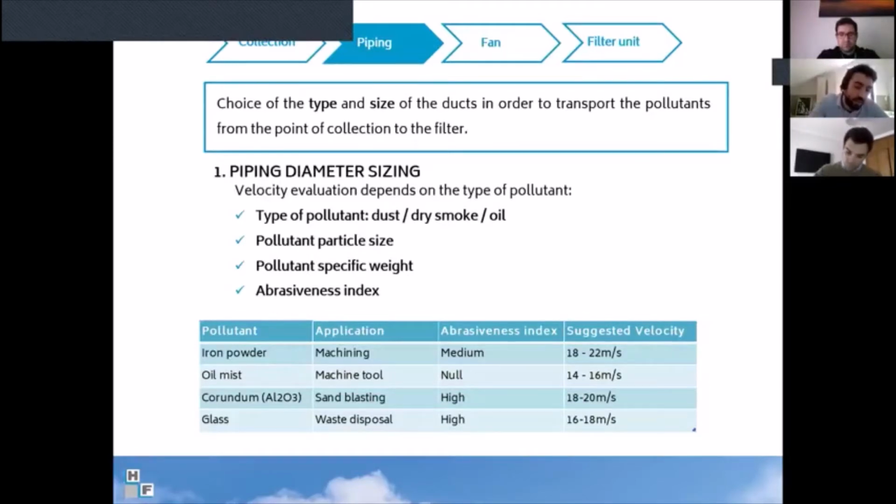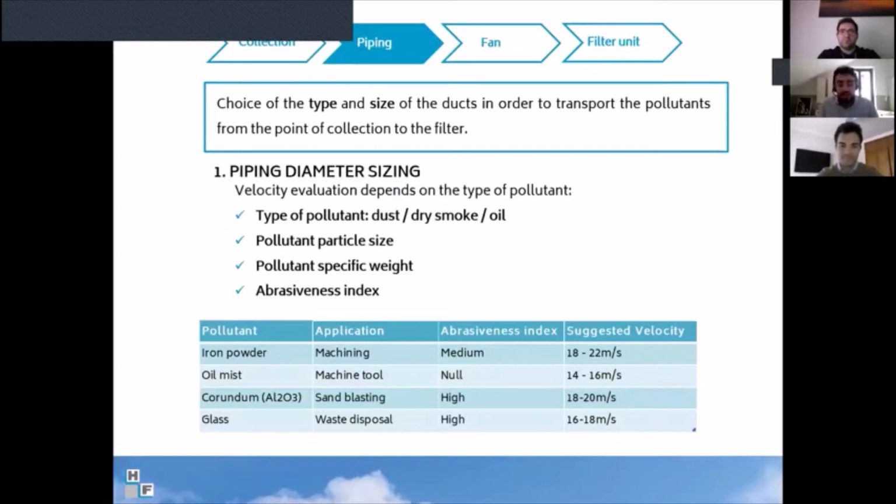A different example can be the oil mist. Oil mist is light compared to the iron powder, with no abrasiveness, and the velocity must not be so high. We can reach a good value between 14 and 16 meters per second.